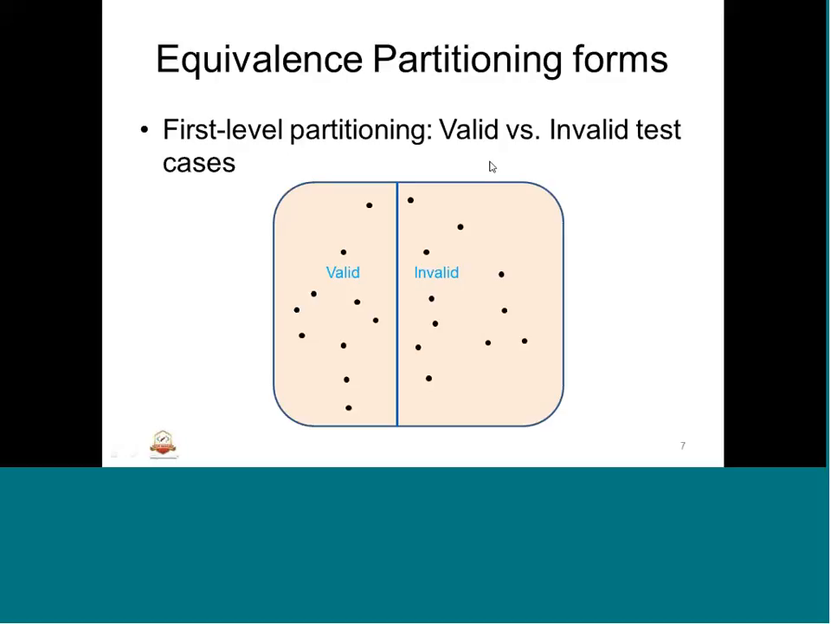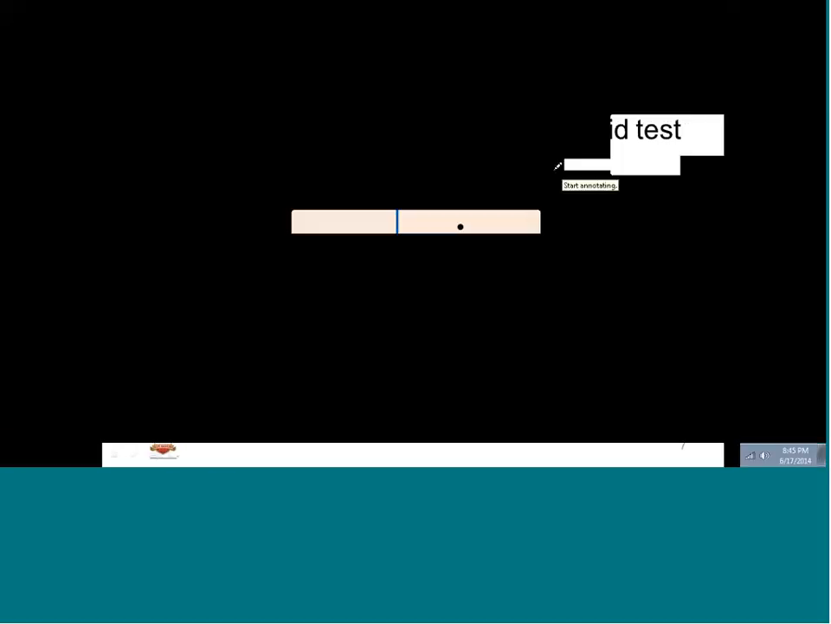Equivalence partitioning is basically a two-level partitioning. One is called valid and the other is called invalid test cases. The ones that are going to be tested with the normal range or the expected, usual behavior of the system are called valid test cases or the valid equivalence class.